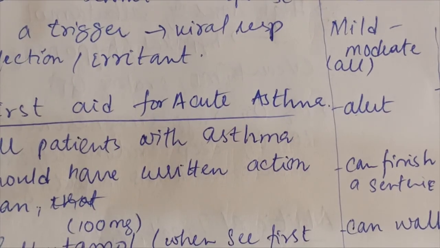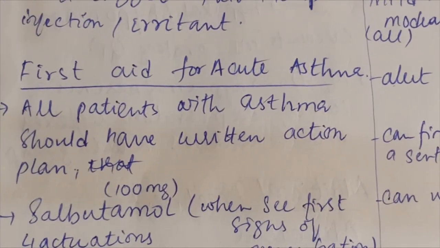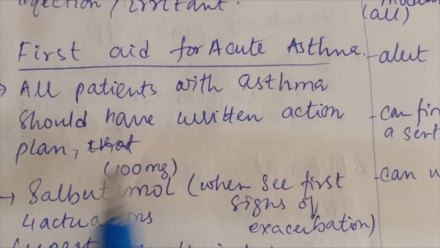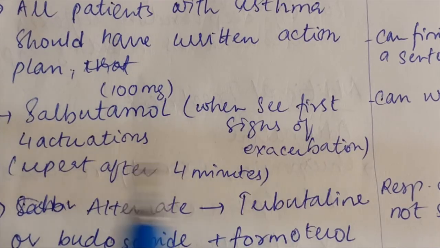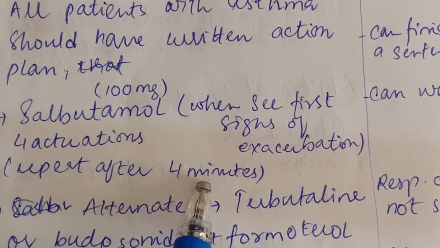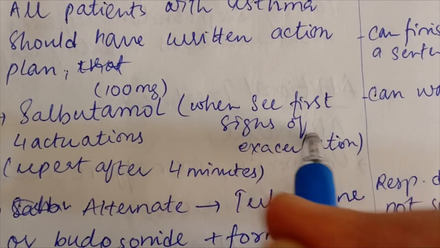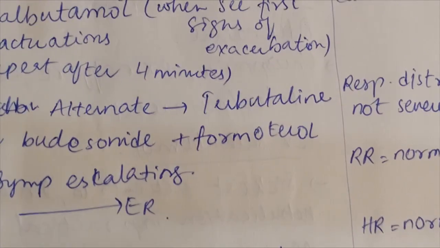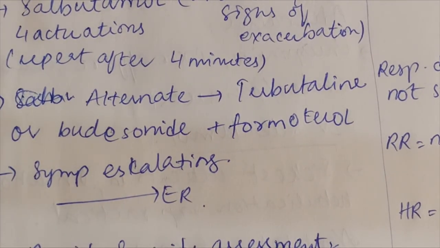Patients with asthma are given a written action plan so that they can take action while experiencing acute symptoms at home. All patients with asthma should have a written action plan given by their GP, and they can take salbutamol 100 mcg, four actuations, and repeat after 4 minutes. Whenever the patient sees first signs of exacerbation, he administers the short-acting bronchodilator himself. The alternate drug can be terbutaline or budesonide plus formoterol.